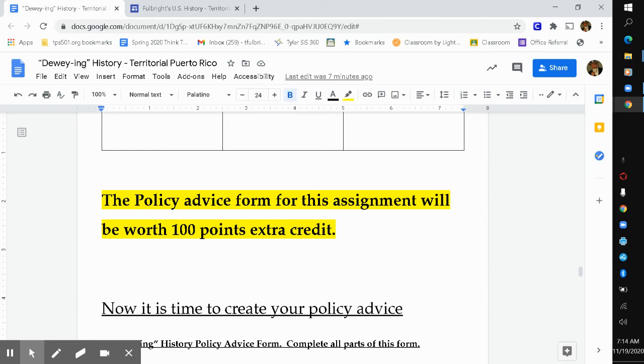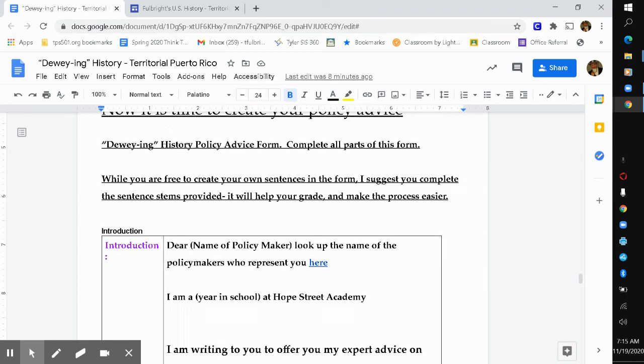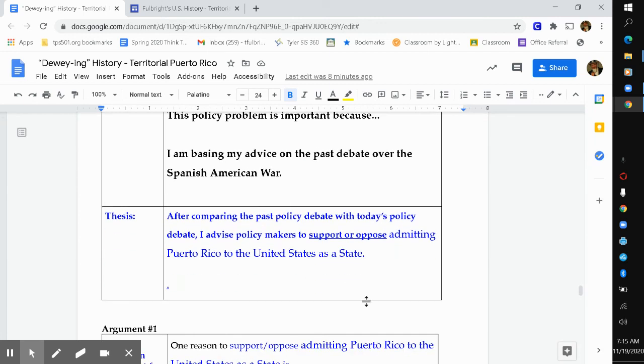Once again, for this assignment, I'll make the policy advice extra credit. Try and think about, based on our past evidence, whether or not Puerto Rico should be admitted to the United States as a state. Should Puerto Rico get equal representation in Congress? Should Puerto Rican citizens feel that they are the same as the rest of the United States?